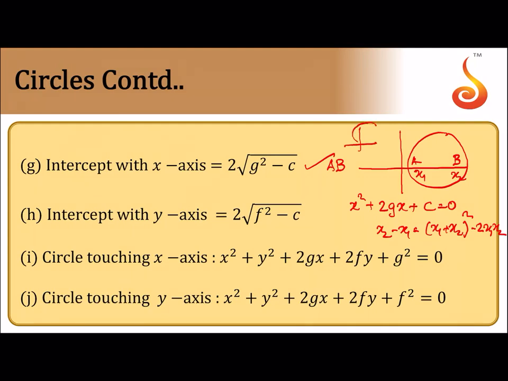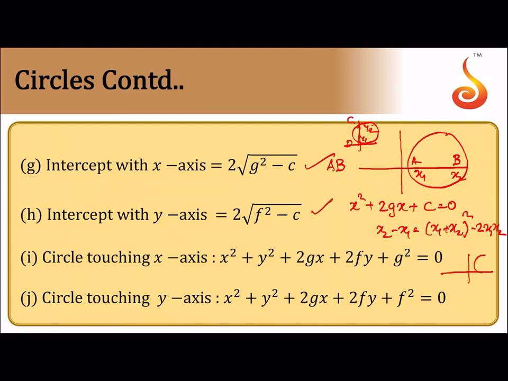Similarly, intercept on the y-axis. If you draw a circle like this, this is called the y-intercept. So the intercept on y is 2 times under root of f square minus c. This is the x-intercept and this is the y-intercept. Suppose I name it CD. This is y1 and this is y2. So 2 under root of f square minus c.